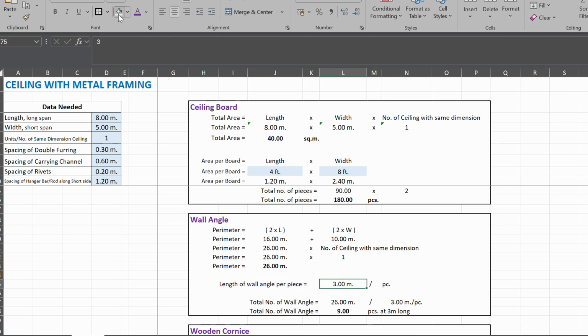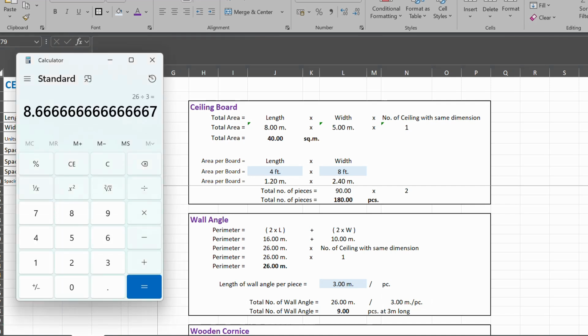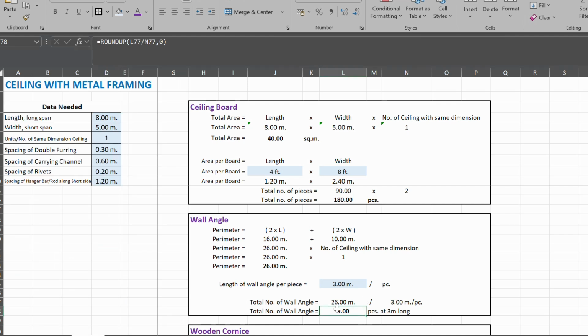For example, 6 meters per piece. I will color it with blue so that you can change it according to the commercial length or what's available sa lugar. Total number of wall angle is just this total perimeter divided by 3 per piece. So 26 divide 3, 8.66, round up, 9. So 9 pieces at 3 meters long. Yun po yung wall angle natin.